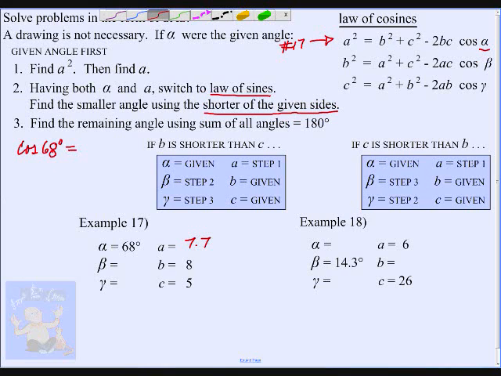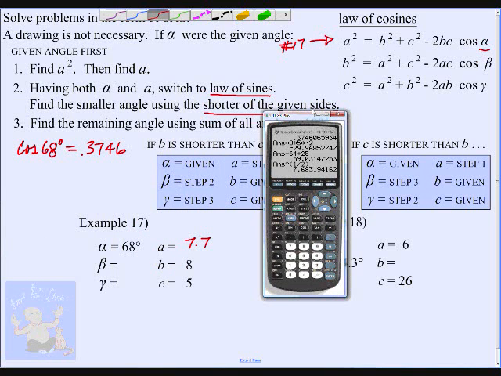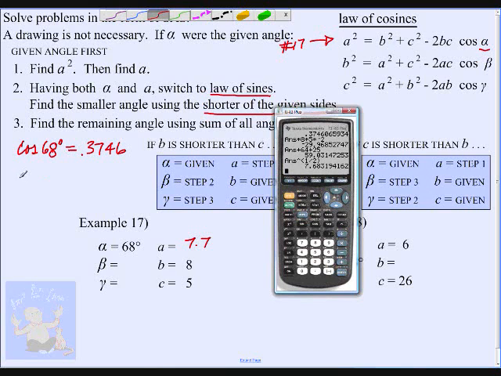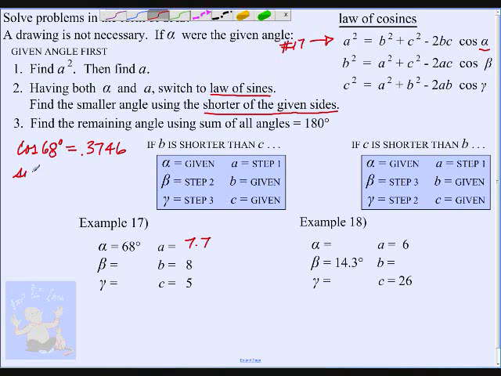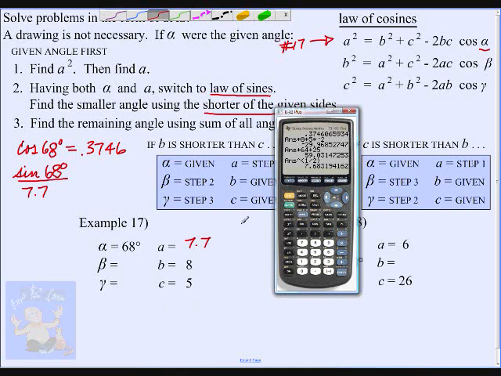Now, I never did write down what the cosine was. Do you care about that? I probably should put it in. 0.3746, just so you can check against your own work if you didn't catch it off the calculator. Now I'm going to switch over to the law of sines, and I want to know the sine of 68 degrees, and I want to divide it by 7.7. Bring this calculator back up.